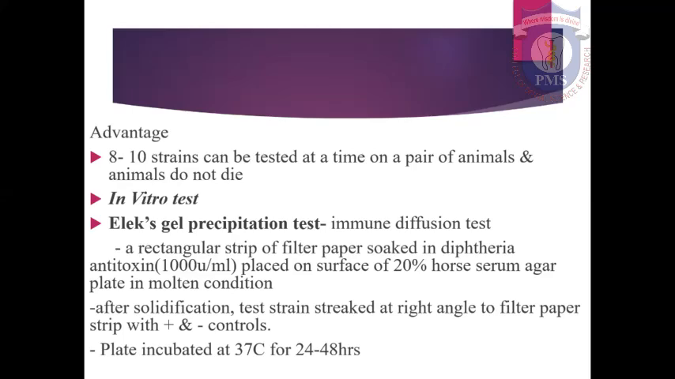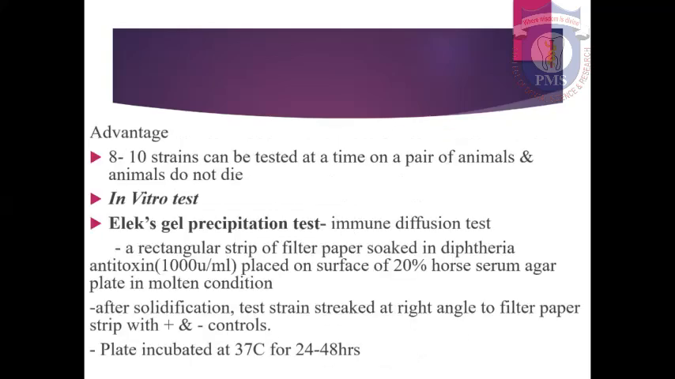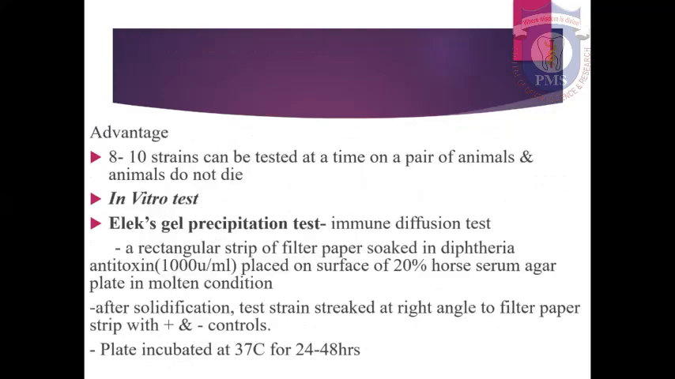The plate is incubated at 37 degrees Celsius for 24 to 48 hours. The toxin diffuses in agar and produces a line of precipitation where it meets the antitoxin at optimum concentration. For a non-toxigenic strain, there will be no precipitation line. This is about the Elek gel precipitation test. It is an in vitro virulence test used in lab diagnosis.